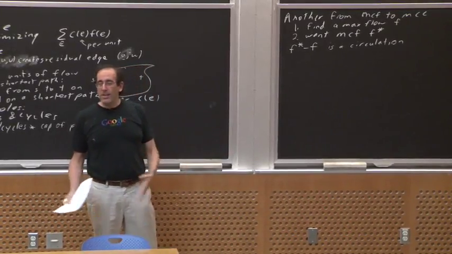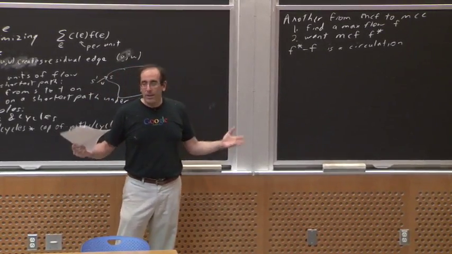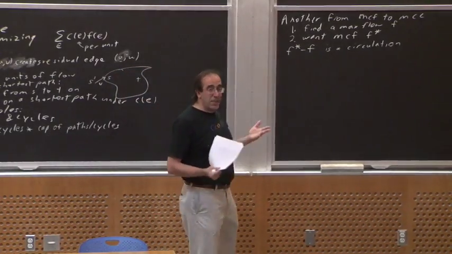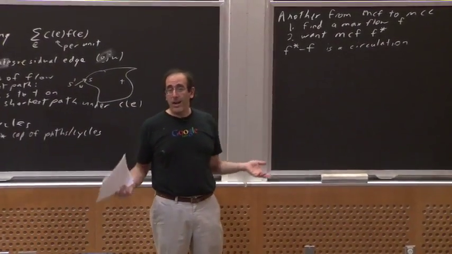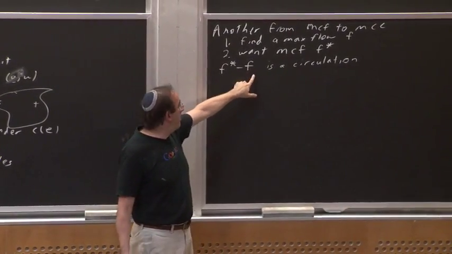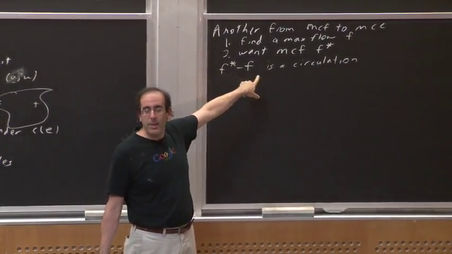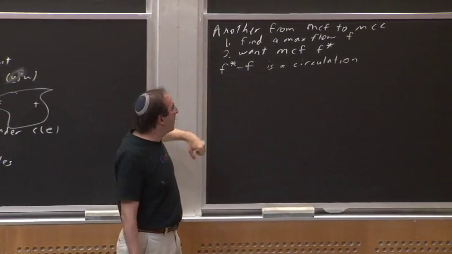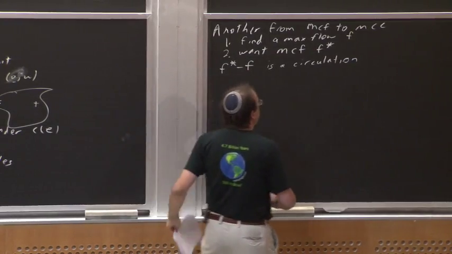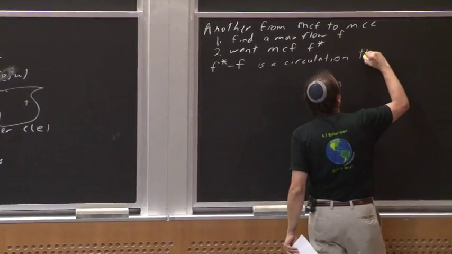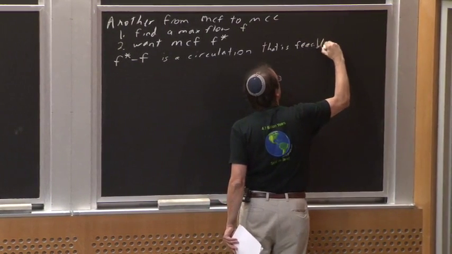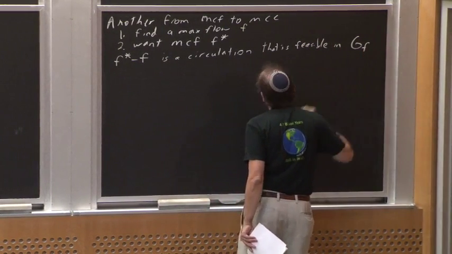Okay. But is it feasible? Feasibility is pretty important in what we've been studying. It's not feasible in our starting graph. I may have some negative values: f may be bigger than f star on some edges and give me negative flow values. So I have a feasibility problem. But I claim that this circulation is feasible in the residual graph of f.